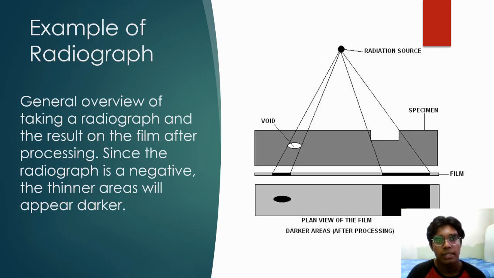So this is an example of a radiograph, which means after being processed. A radiography source will detect the void as a darker area. After processing, we produce a black image. A radiograph is a negative. The thinner area will appear darker.